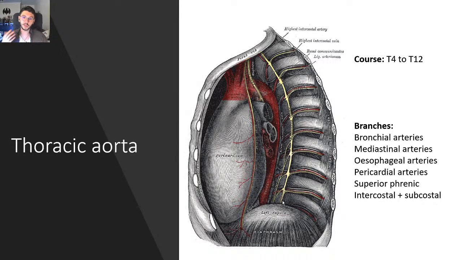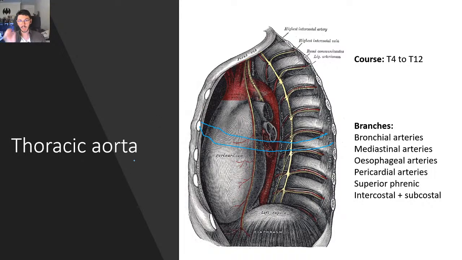We have superior phrenic arteries. Anytime you see phrenic, that's to do with the diaphragm, so they supply the superior part of the diaphragm. And then we have intercostals and subcostals, and we get 9 pairs of these. As you can see, they branch out and go into the intercostal muscles. If you imagine the ribs coming from the front, with a rib coming through here, you can imagine the arteries flowing through there as well.